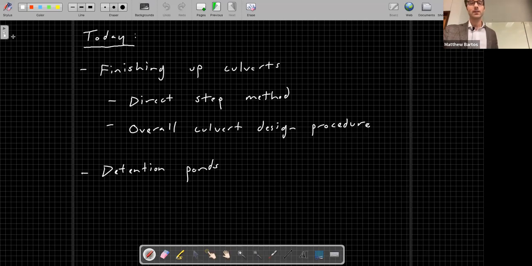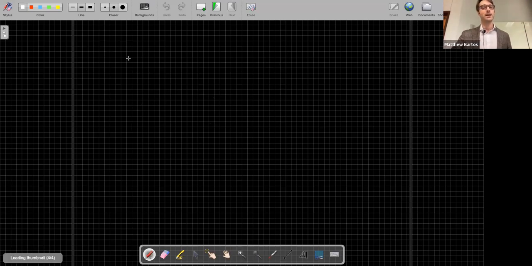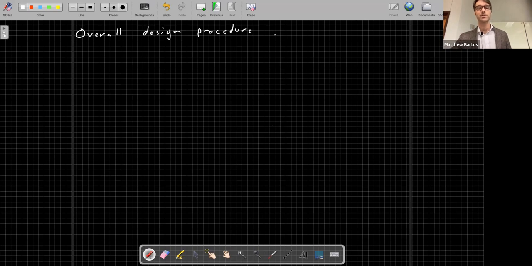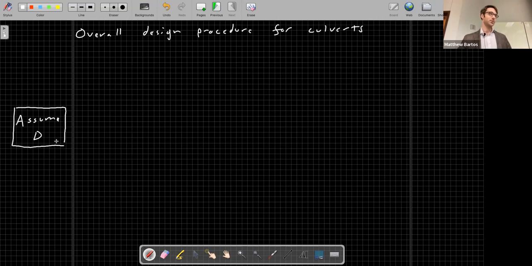The last thing I want to do on culverts is cover the overall design procedure. Often this can be broken up into a flow chart, so that's what I'm going to do here. I'm going to look at the overall design procedure for culverts. First, you assume the dimensions of the culvert. Let's say we have a circular culvert and we assume a diameter. We could also have a square culvert, in which case we would assume the rise and the span, or the width and the height of the culvert.